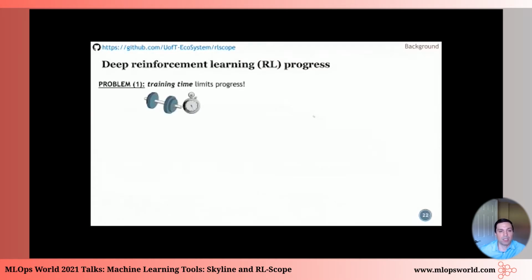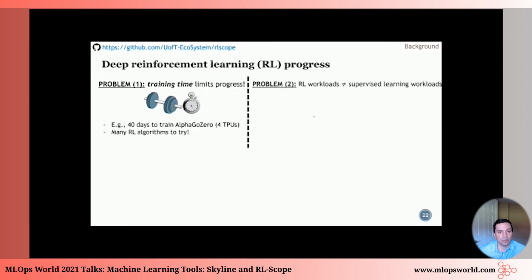And it's progressing, but what are the problems with it if you actually want to deploy and use it? If you ever try to use reinforcement learning in your own research or development, you will face those challenges. First of all, training time is ridiculously slow, right? It might take 40 days to train AlphaGo Zero on 4 TPUs. And you need to try many different algorithms before you train the model. So that's very time consuming.